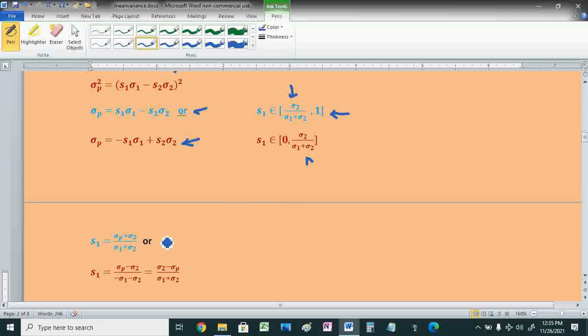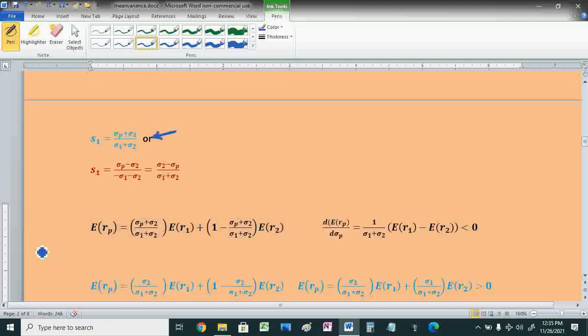So let's start with the first root. I insert the value of S1 into the expected return equation of the portfolio, and when I do that, the expected return on the portfolio can be written in this format. See that this is S1 plus 1 minus S1, and in this way the expected return on the portfolio again has become a function of portfolio standard deviation, and when I take the derivative of this equation with respect to portfolio deviation, this is what I get.